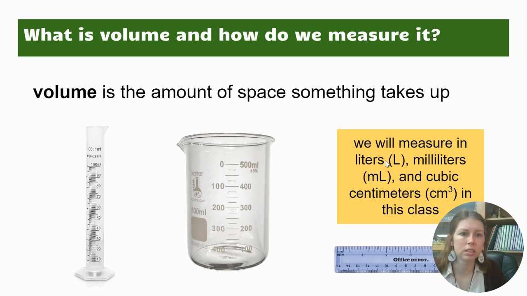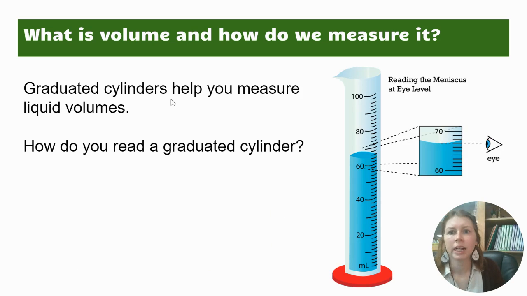So the unit that we'll use for these would be milliliters. You can see here it has mL, so this has 500 milliliters in it. This one only goes up to 100 milliliters. And reading a graduated cylinder is something we need to practice a little bit. It can help you measure liquid volumes. How do you read it? So right here, you could see that the liquid goes up to this mark. And so this is a little bit bigger here.